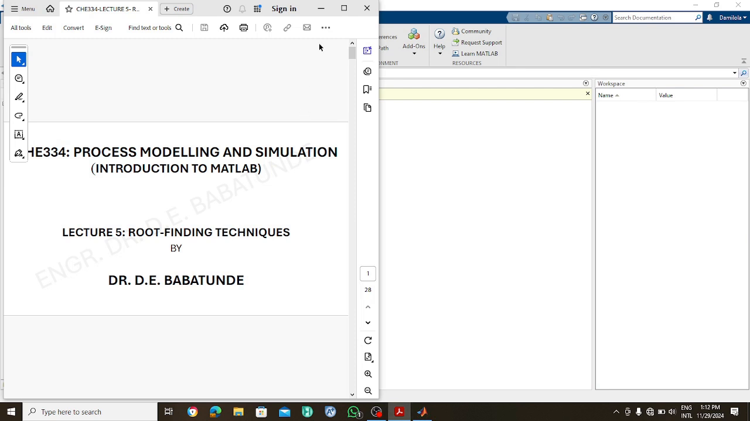So now we move to another topic that I call root finding techniques. Root finding techniques.